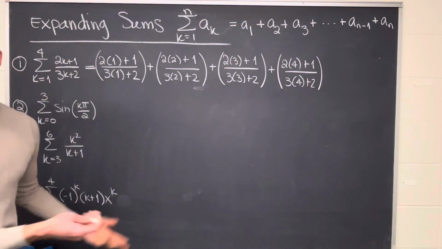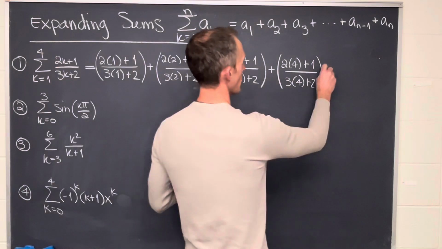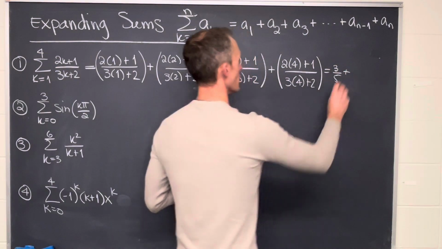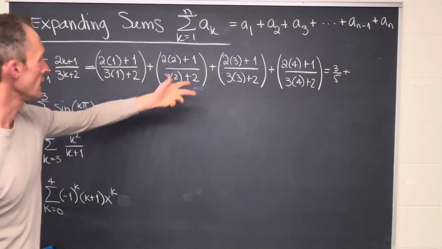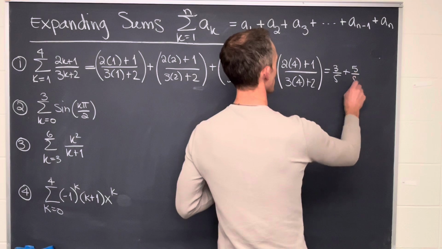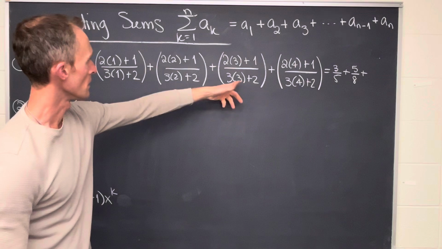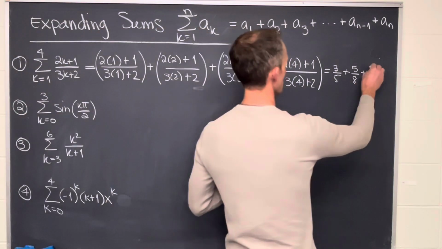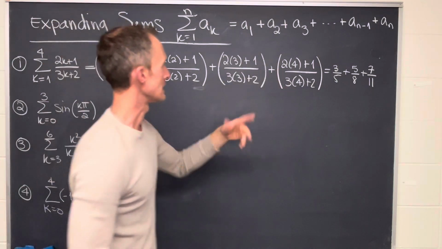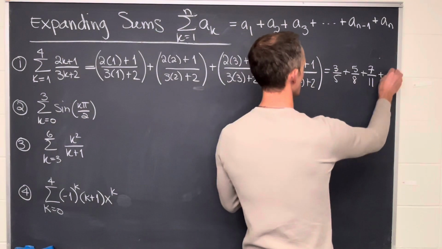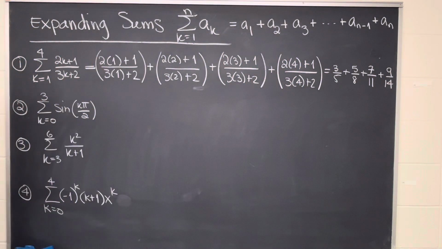Now you could obviously do the arithmetic and figure this out. What is this? This is 2 plus 1, so that's 3 over 5. So you could write this as 3/5 plus, what am I going to get here? 4 plus 1 is 5 over 8, so 5/8, plus 7 over 11, and 2 times 4 is 8, plus 1 is 9 over 14. So it's 9/14. That would be the simplified version of it, if you will. But that's the expanded form.